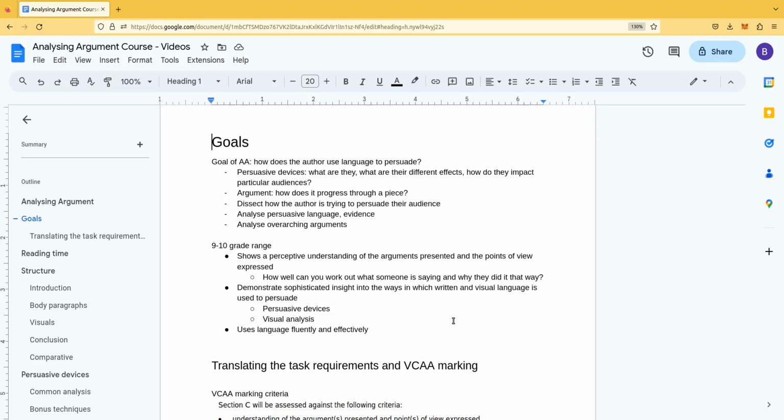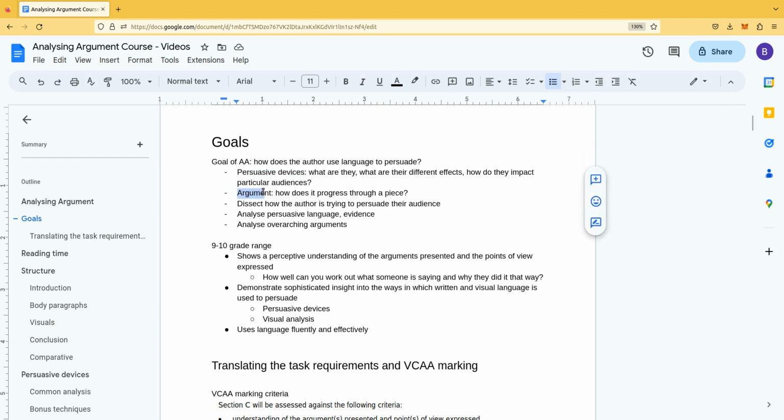There are three basic aspects of argument analysis that we need to be able to show the examiners. In effect, the task that you are presented with in argument analysis is this question: how does the author use language and also actually visual techniques to persuade? So we need to show the examiners that we know about persuasive devices. That's the first thing. What kind of persuasive techniques are there? What are their different effects? And in specific, how do they impact particular audiences?